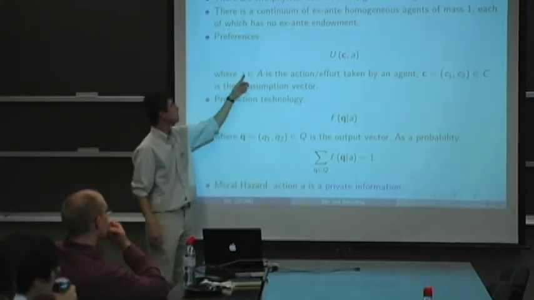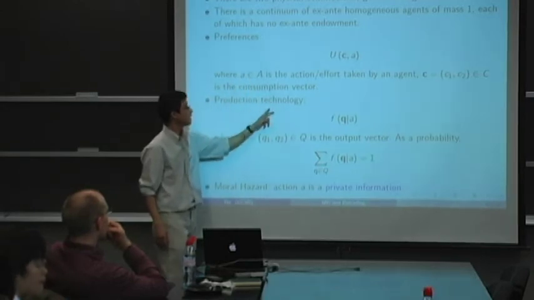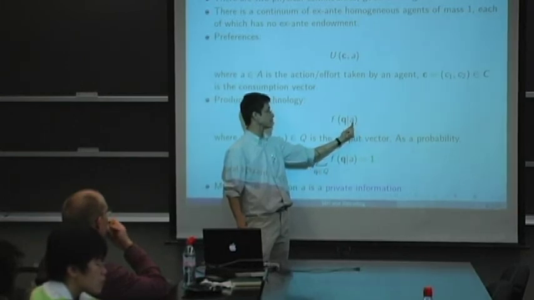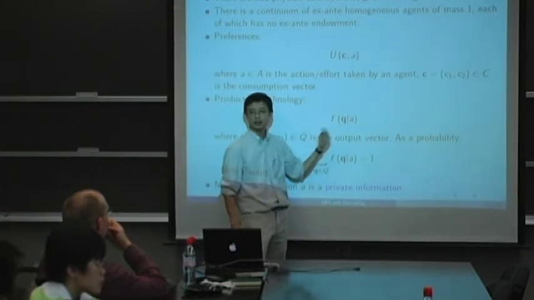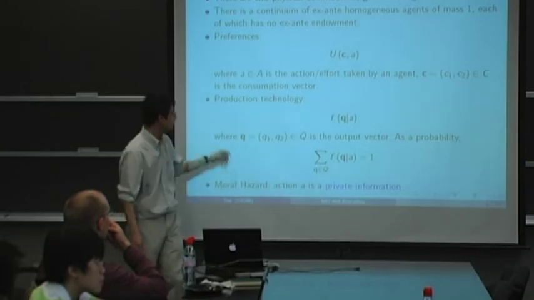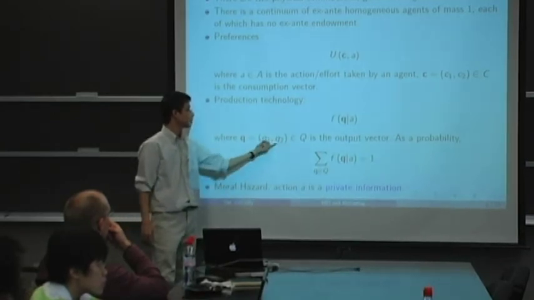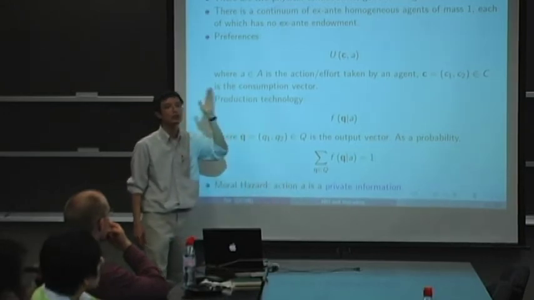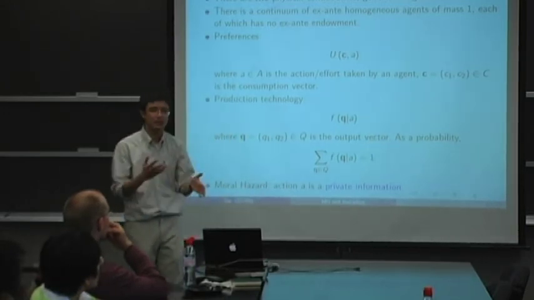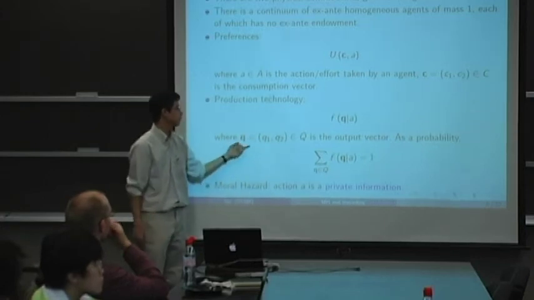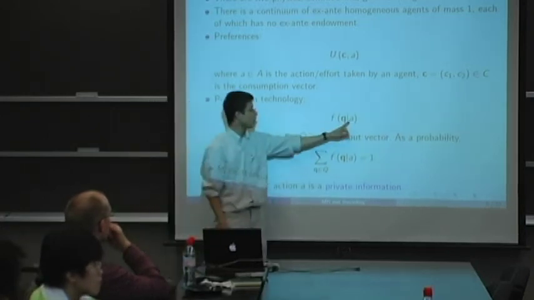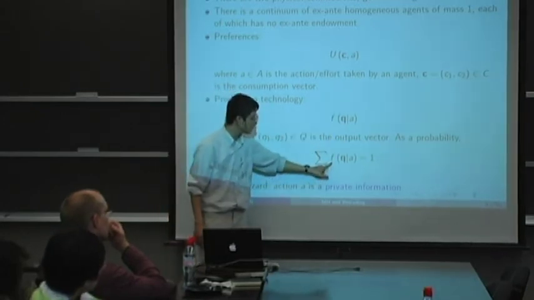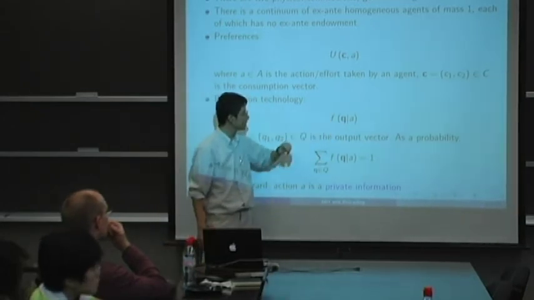And once you take the action A, the production will tell you that if you put A into the production, this is the probability that you're going to get output Q. Q is also a vector because now you're going to produce 2 goods. I mean, it doesn't have to be. I can have one technology with 1 good, the other technology with the other good. It doesn't matter. But just to simplify the notation, let's assume that once you take action A, you get the output Q with probability F.